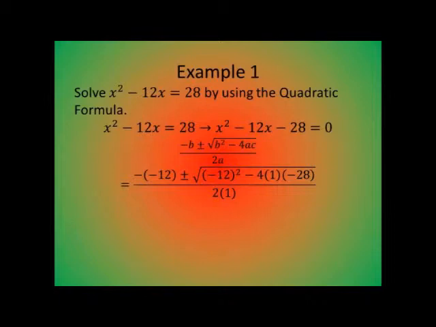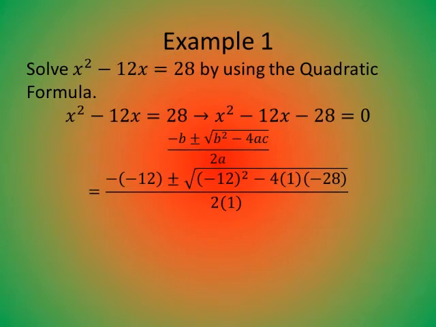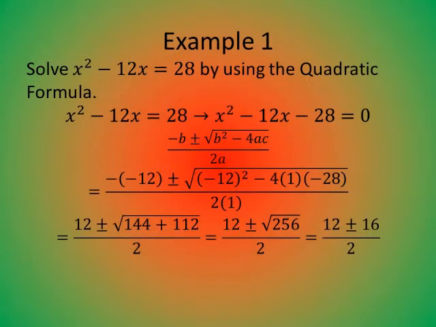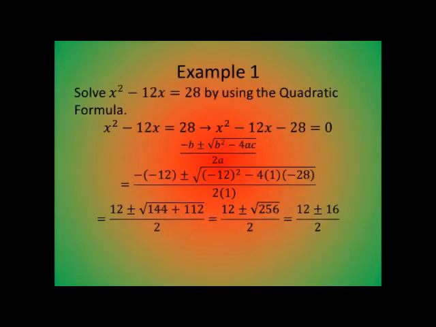We can reduce some of these things so that negative negative 12 just becomes a positive 12 plus or minus the square root of 144, and then negative 4 times negative 28 gives us a 112. We add those two things inside the square root first. You always work from the inside out. So we work inside there and we end up with a 256. The square root of 256 is 16.